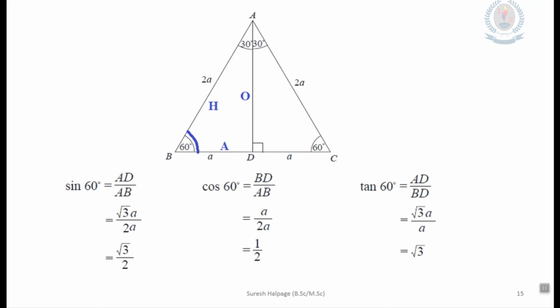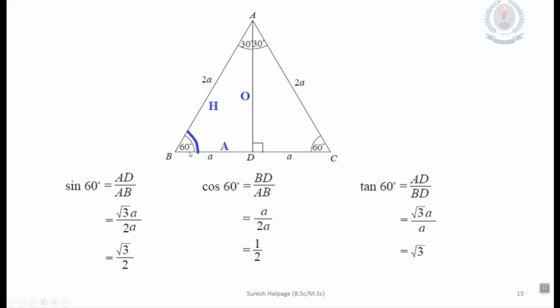Take angle 60 and write sine 60. So take this angle 60. This is opposite side, adjacent side and hypotenuse. Sine 60 is opposite side divided by hypotenuse. Opposite side root 3a divided by hypotenuse 2a. So you can simplify numerator and denominator. So we'll get root 3 divided by 2.